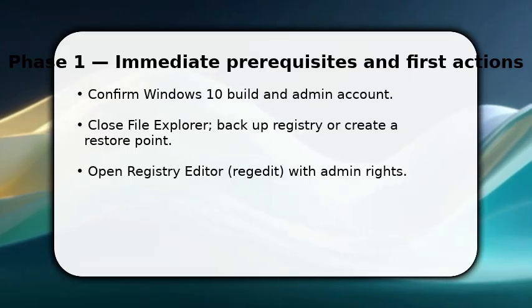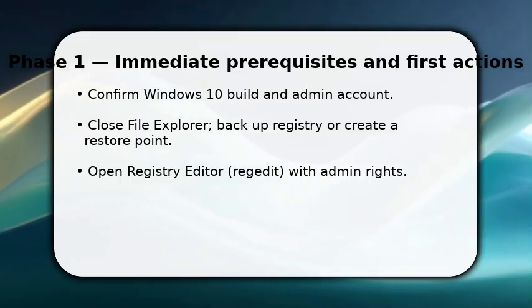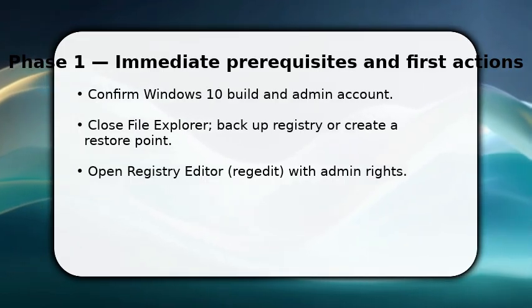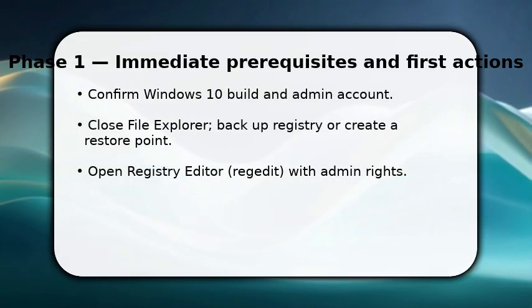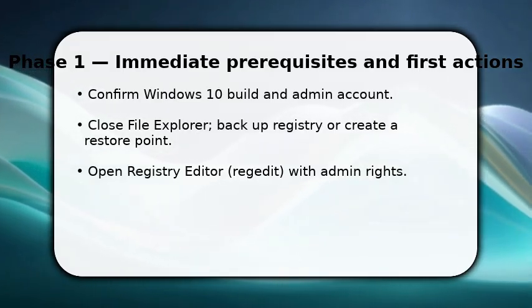You begin by making sure you have an admin account and a recent restore point. This protects you if something goes wrong. Once done, close File Explorer and any shell extensions managers. Next, press Windows plus R, type regedit, and press Enter to open Registry Editor as admin.